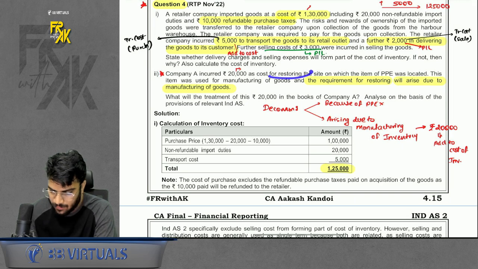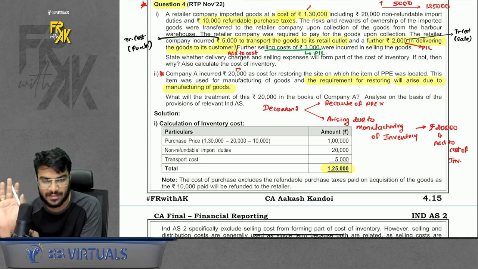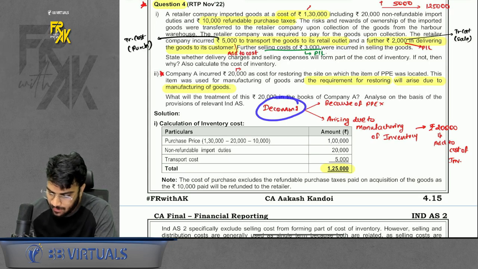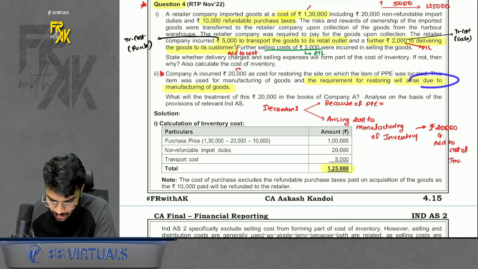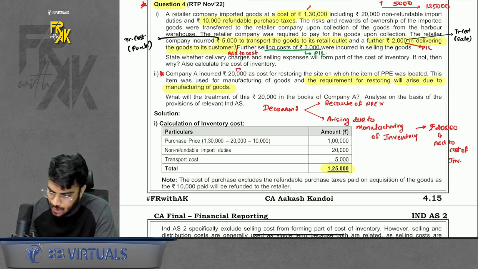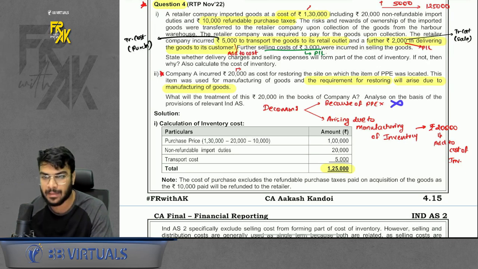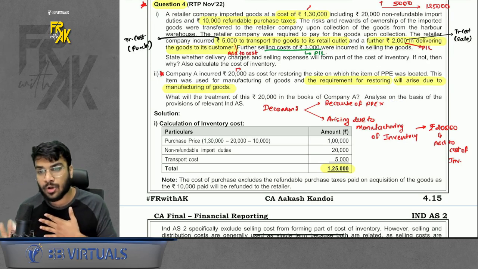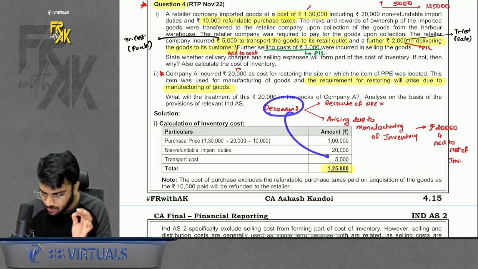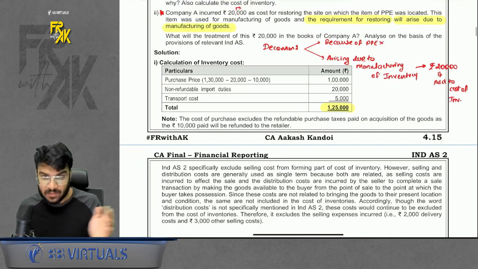Point number 2. Now there is a point of decommissioning involved here. So what is decommissioning? We learned that in Ind AS 16 PPE. Whatever the amount of decommissioning, we add it to the cost of PPE normally at present value. But in this question, it is said that the decommissioning was not incurred because of PPE. It arises due to manufacturing of goods, that is, manufacturing of inventory. So when any amount arises because of inventory, it will get added to the cost of inventory and not the cost of PPE. Decommissioning normally we add to the cost of PPE, but in this instance it will get added to the cost of inventory because it is getting incurred because of inventory. So I guess these are the questions which we have covered.